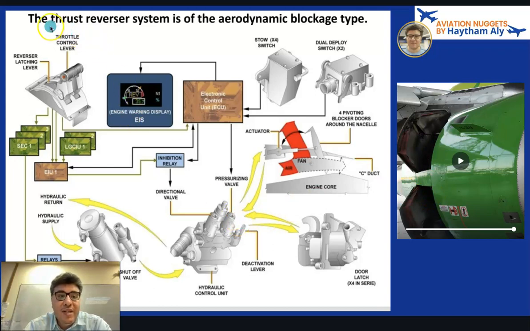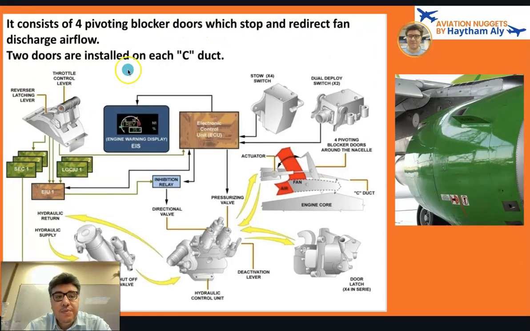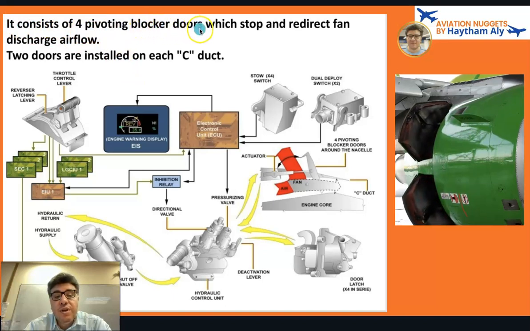Okay, so as you can see here, the thrust reverser system is of the aerodynamic blockage type. It consists of 4 pivoting blocker doors, which stop and redirect the fan discharge airflow, the bypass airflow, or the cold thrust; only this is used for reverser operation. We have 2 doors installed on each C duct. As you can see here, 2 pivoting blocker doors on each C duct.